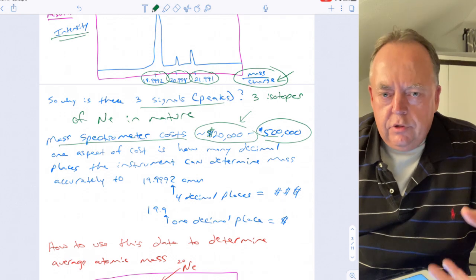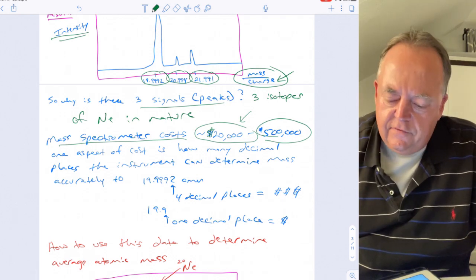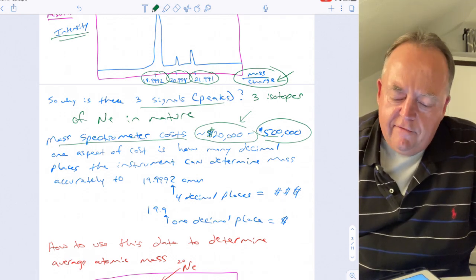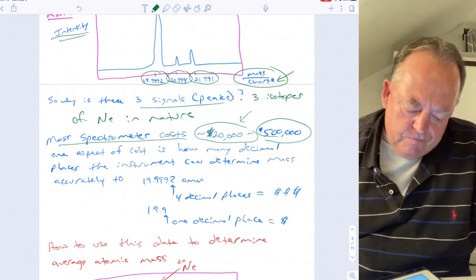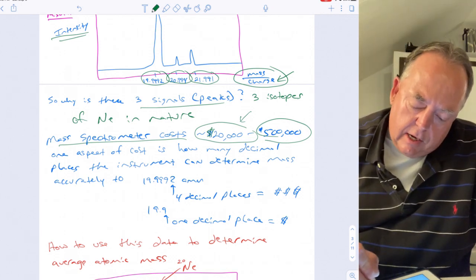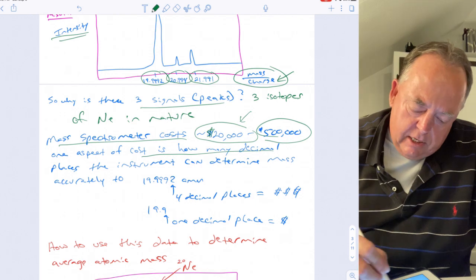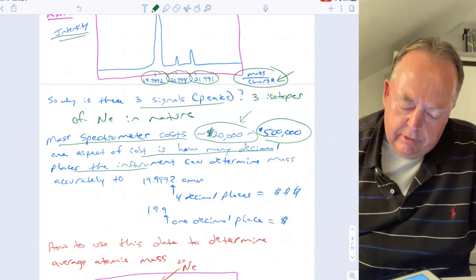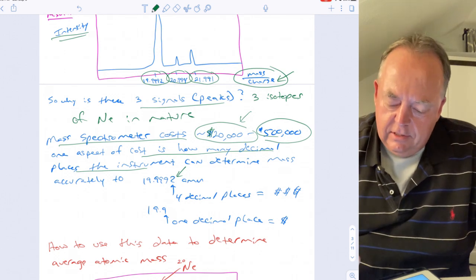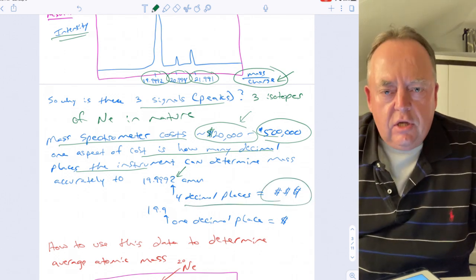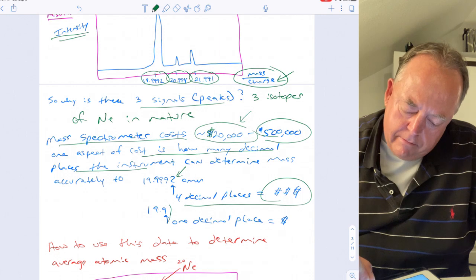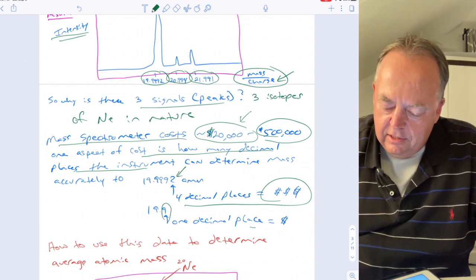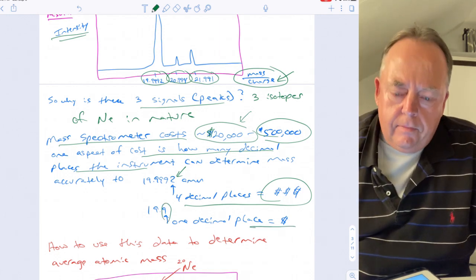You write proposals to funding agencies like the National Science Foundation, and if you get your grant funded, then you can buy an instrument. So one aspect of the cost, so why the difference in cost, would be how many decimal places the instrument can measure your mass to. So if you want to measure it to 4 decimal places, then that instrument's going to cost you a lot of money, right? If you only want to measure your mass to 1 decimal place, then that's going to be a little bit cheaper mass spectrometer.